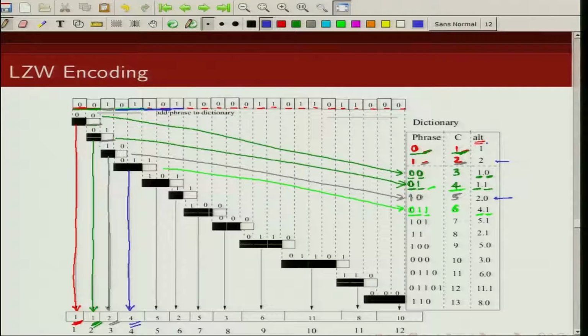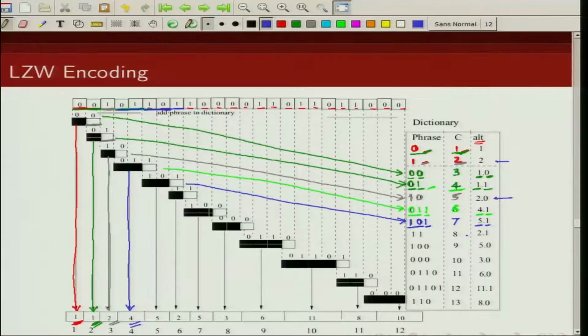Not so far. So what we are going to do is put 1 0 1 in the dictionary, and that is indexed by code word number 7. We can write it as the code corresponding to 1 0 concatenated with innovation symbol 1. So what is 1 0? 1 0 is code word 5, and this 1 is the innovation symbol. So you can see that each new phrase that I am adding in my dictionary can be written as an old phrase concatenated with a new innovation symbol.